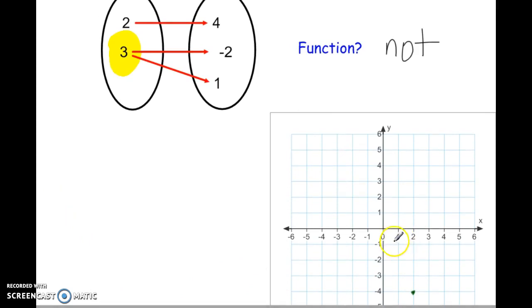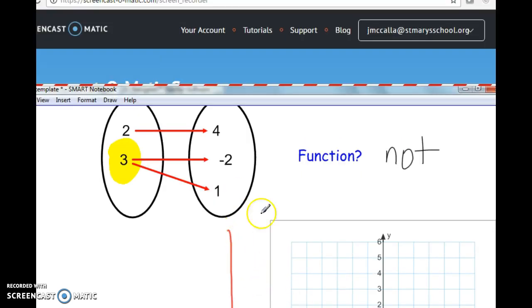(3, -2) is here, and then (3, 1) is here. The problem is that you're doing a vertical line test. I'm just going to draw a vertical line. It's an imaginary line that you're drawing across to get that.